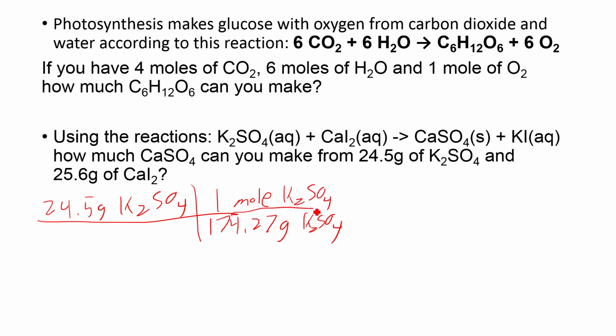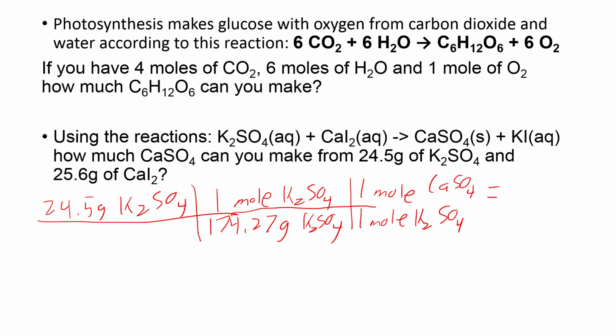Since we're doing a limiting reactant, we want to actually make a product. I'm going to make the calcium sulfate. This problem doesn't tell you which one to make, so you can do either. Oh no, it says how much calcium sulfate can you make. So yeah, that's what I'm going to use. We're not worried about how much potassium iodide we could make. So 1 mole of K2SO4 goes to 1 mole of calcium sulfate.